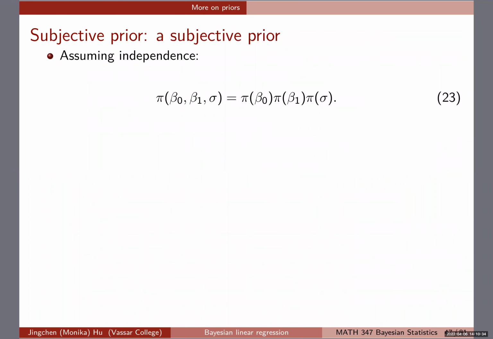All right, so let's see how we can give a prior based on what we have talked about using standardization. First of all, we're still doing the simple version of assuming independence. So I'm having an independent prior for each of the 3 parameters. So the joint prior of beta 0, beta 1, and sigma becomes the product of the marginals: pi of beta 0, pi of beta 1, and pi of sigma.